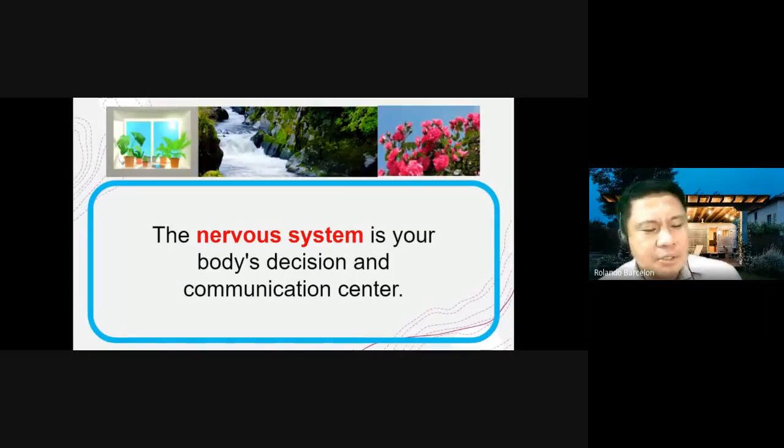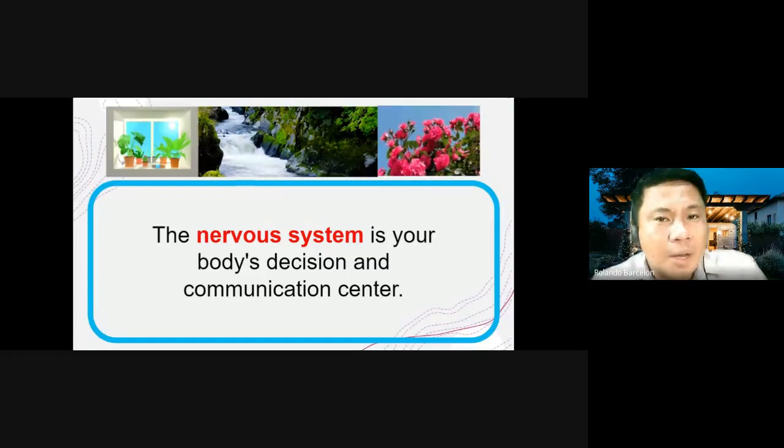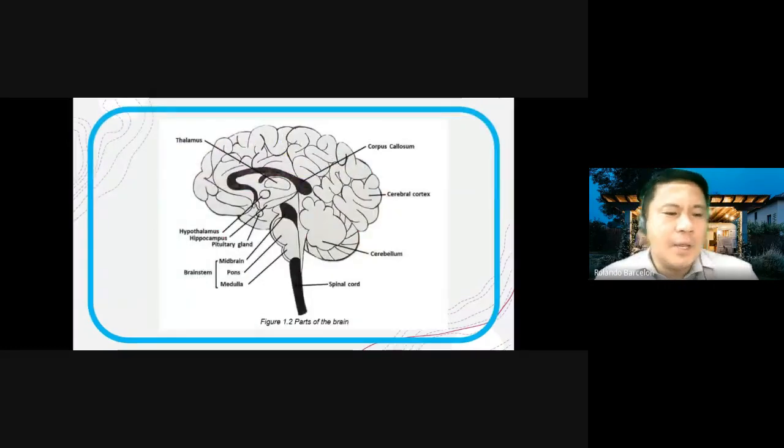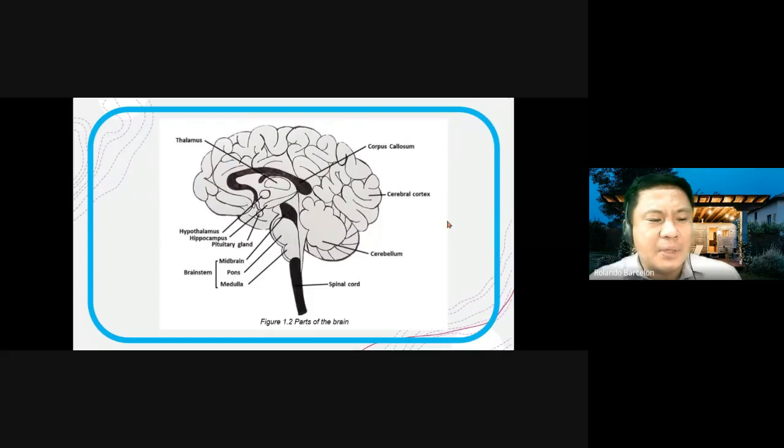Okay, so that's all about, in terms of decision making and communication center. That's all about the nervous system. Kaya pag nawala sa matinong komunikasyon ang katawan mo, ang sinasabi mo hindi tumutugma sa ginagawa mo, meaning to say there is a problem with your nervous system. Now, the nervous system has the following parts. May iba't ibang parte yan.